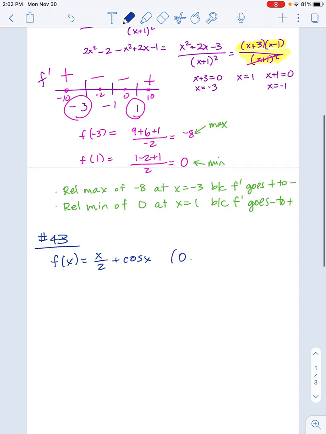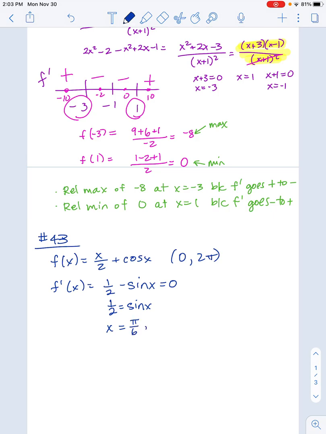Okay, it does limit my interval to 0 to 2 pi in the direction, so that's important. So f prime is 1/2 minus sine of x equal to 0. So I'm going to add sine of x to both sides and figure out when sine of x equals 1/2. When does that happen? That happens at 60 degrees. No, 30 degrees, right? Pi sixth, and then I think 5 pi sixth.